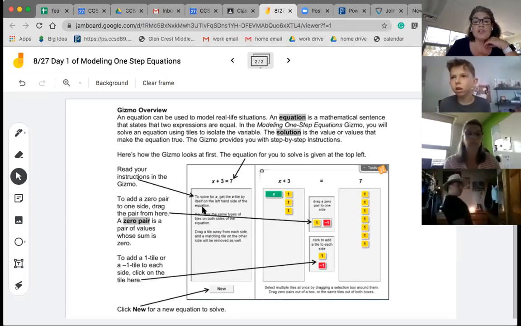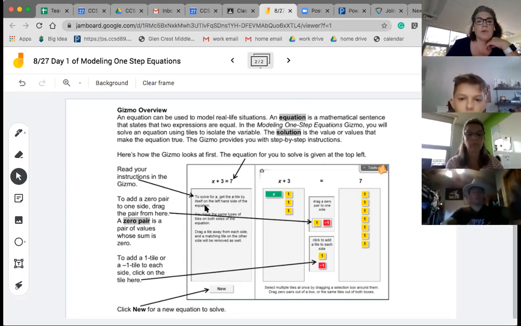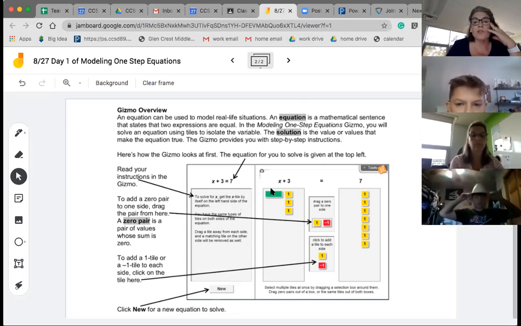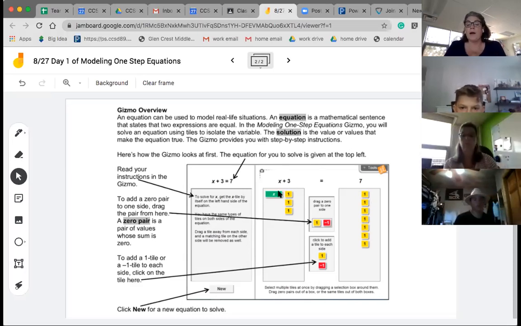Okay? Read the instructions on the Gizmo. This one says to solve for x, get the x tile by itself on the left-hand side of the equation. So I have to move the 3. I model it. I have 1 green x and I have 3 yellow tiles. So this means 1x plus 3, and that's equal to 7 yellows. So this is the problem: 1 green plus 3 yellows, and it's equal to 7 yellows.